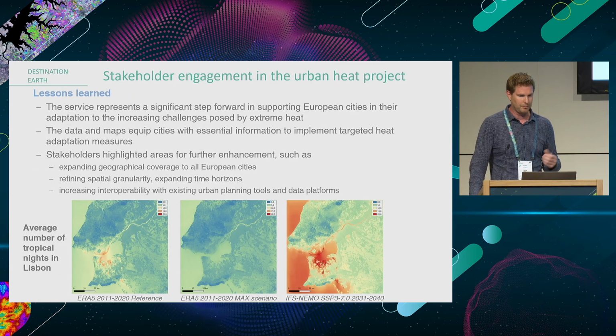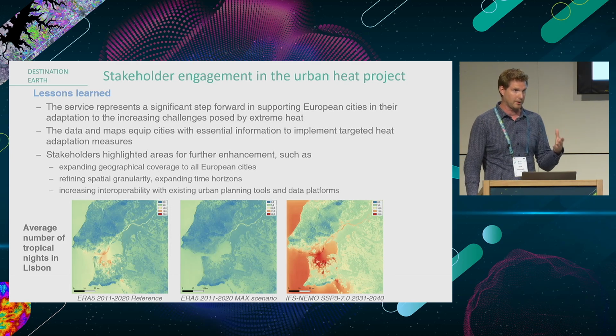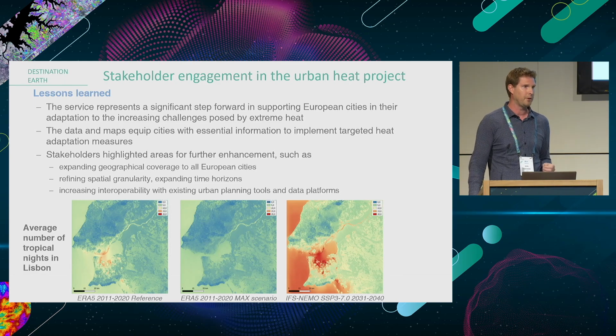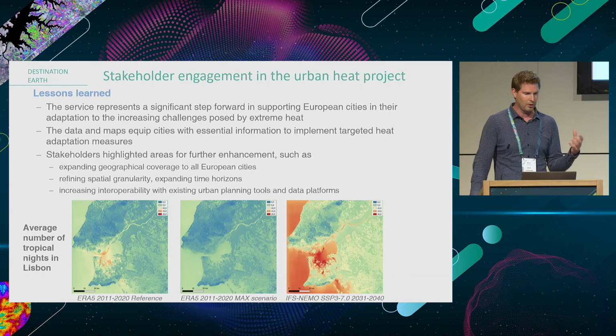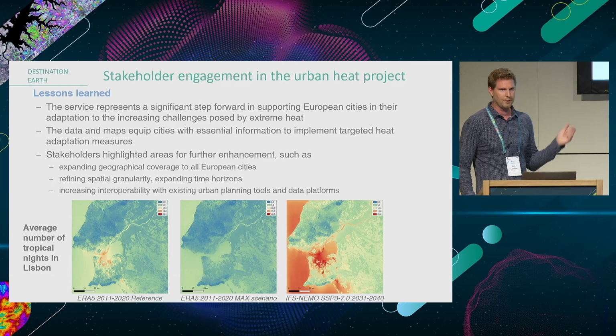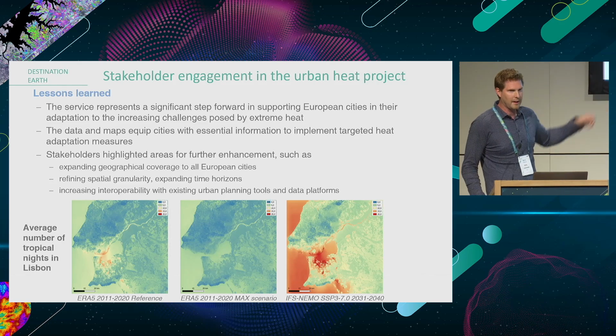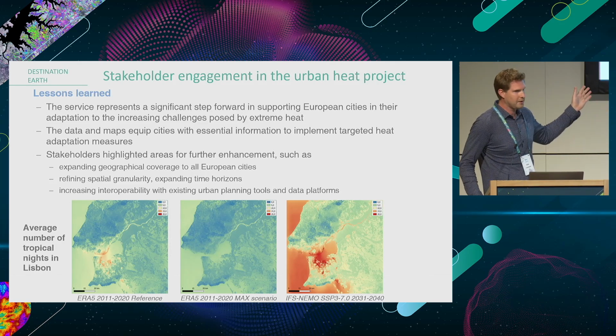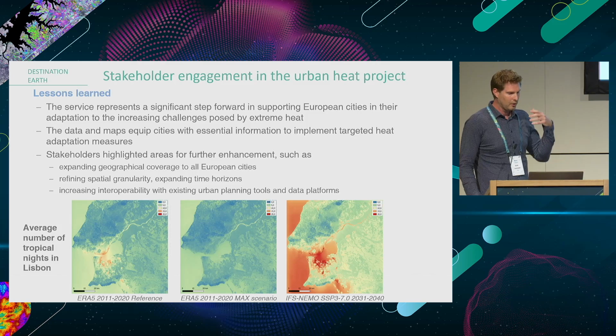The lessons we learned from the stakeholder engagement in this project were that there is certainly a strong need for an operational heat stress service, as more and more European cities face challenges due to heat stress risks. And the stakeholders really liked the detailed maps that we could provide with the service. In the bottom half of the slide, you see an example of this, showing the average number of tropical nights for the city of Lisbon, with on the right-hand side the reference situation, where you clearly see that the urban heat island of Lisbon contributes to many more tropical nights in the urbanized areas compared to the rural areas.